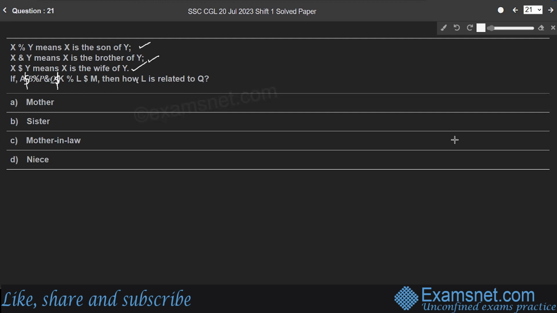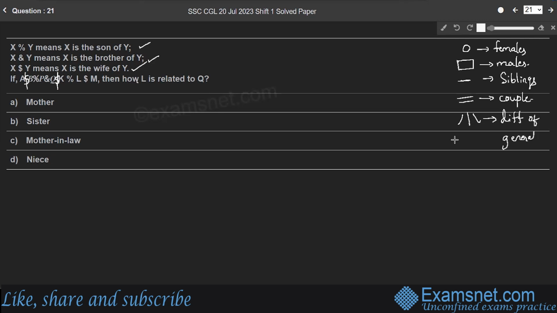Here, students, let's make a family tree using some symbols. We use a circular symbol for all females and a square or rectangle symbol for males, just for our understanding. A horizontal line for siblings, and a double horizontal line, parallel lines, for a married couple, and a vertical line or slightly slanted line can be used for a difference of generations.